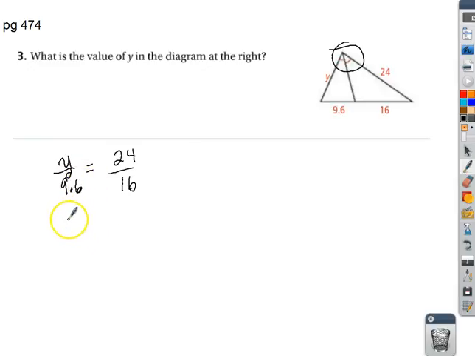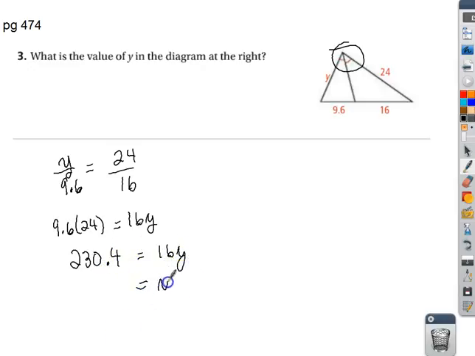So 9.6 times 24 is equal to 16y. 9.6 times 24 is going to equal 230.4. And then I'm going to divide both sides by 16, and I get 14.4. Everybody okay with that? Yep. Any questions?